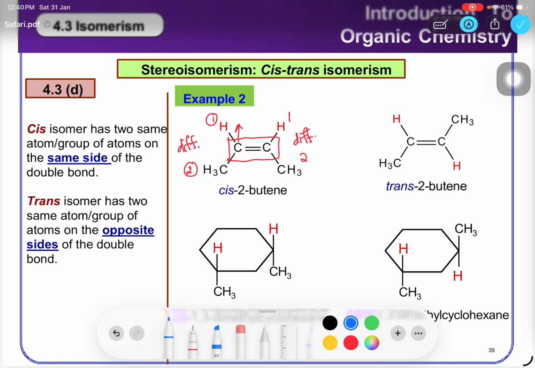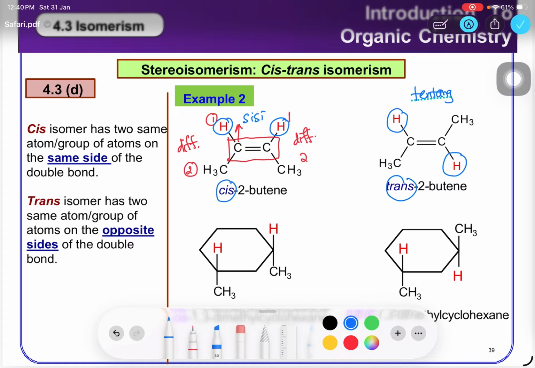So how do we differentiate cis-trans isomers? If the similar atoms are next to each other, we consider it cis. But if the atoms are on opposite sides, I remember it as trans.